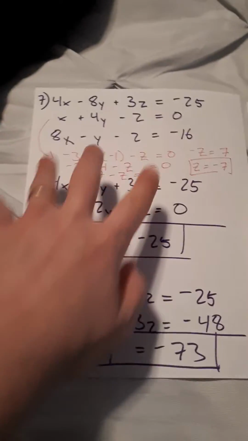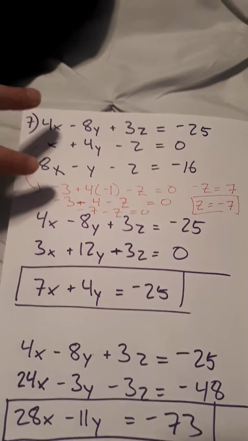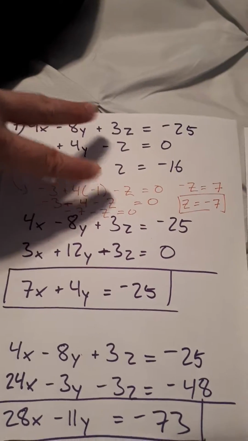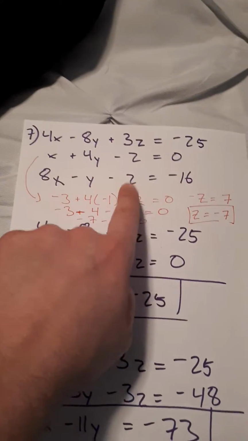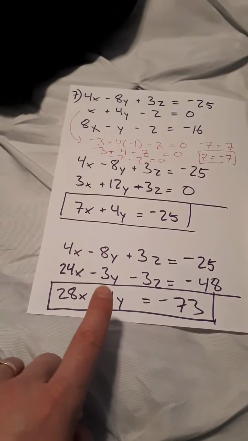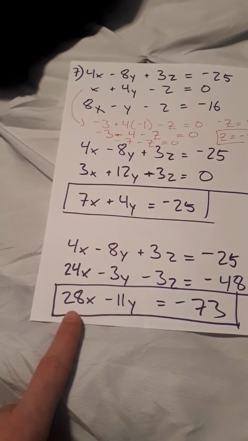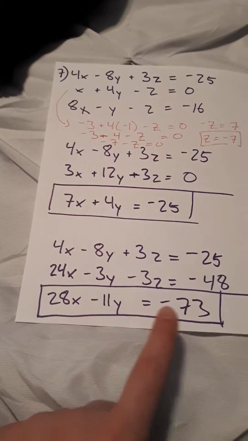Okay, so that's awesome. Now I'm going to do the same thing with the z's, but instead of the first two, I'm going to go with the first and the third. Same play though. I'm going to multiply equation 3 by 3 as well, and I get this. I get 24x minus 3y minus 3z equals negative 48. Okay, so combining those, that gives us 28x minus 11y equals negative 73.